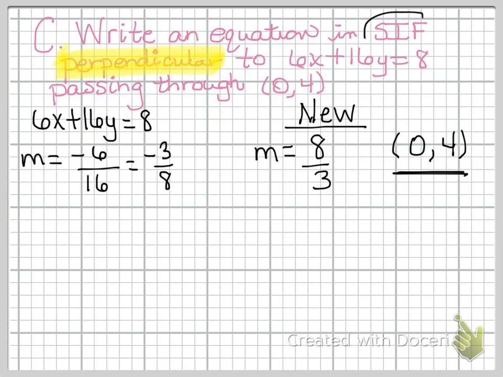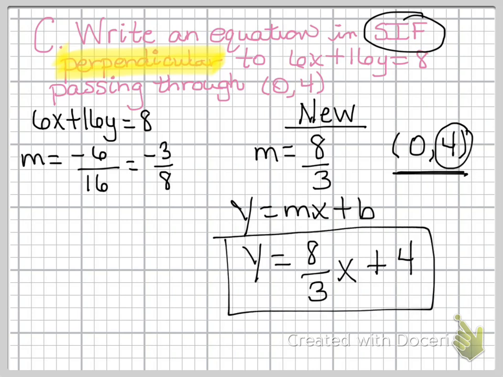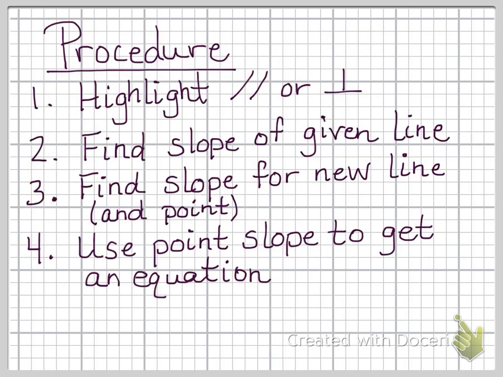And I'm going into slope-intercept form of y equals mx plus b, so I literally can just plug in what I know. So y is equal to 8/3 x, and then my intercept is 4, so plus 4. And there you have a line that is perpendicular to our original. Notice they have different y-intercepts, and they are now complete.